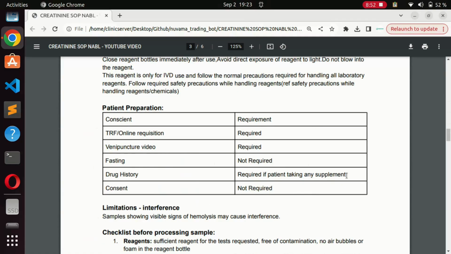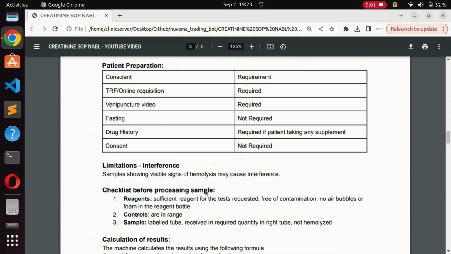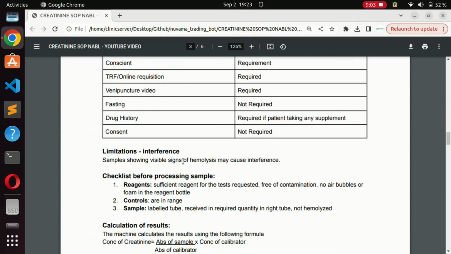The drug history, if the patient is on any medications, is required only if the patient is taking any supplements. This is especially in context of biotin. The consent, there is no requirement for written consent for this test. Verbal consent is sufficient.